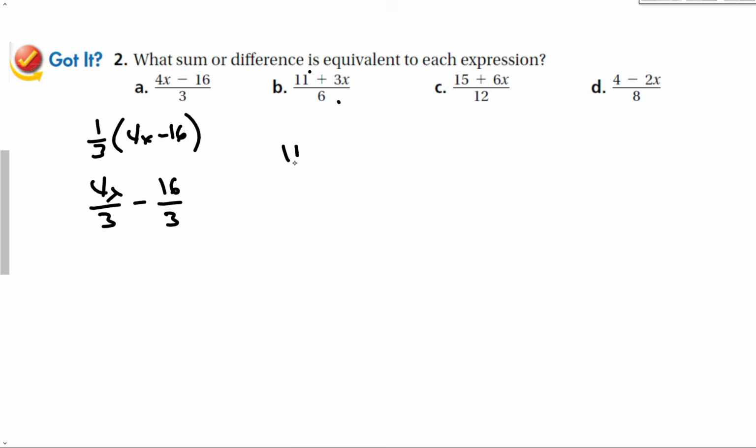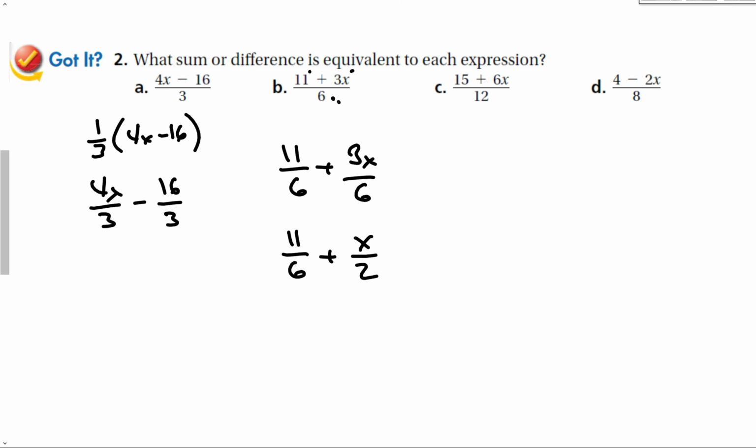I can do this all in one step by just saying this is going to be 11 over 6 plus 3x over 6. Now with this one, we should definitely simplify the 3x over 6 into 1/2 x, or just x over 2. There's a 1 in front of that x. You don't have to write it to see it.